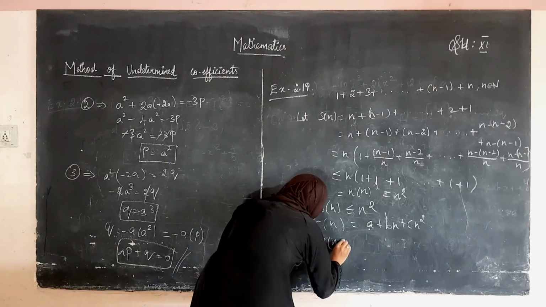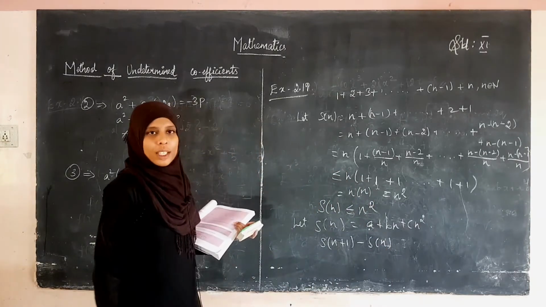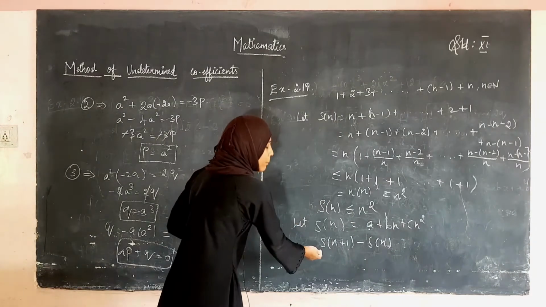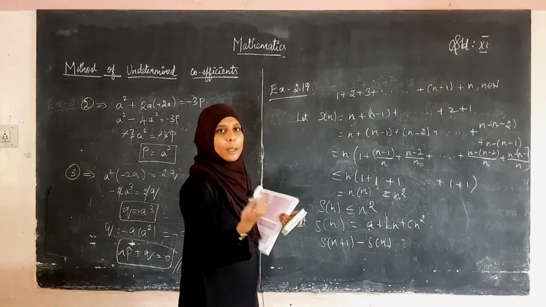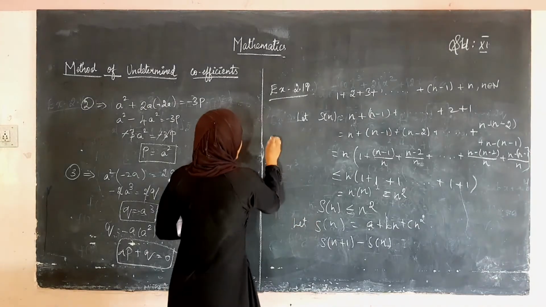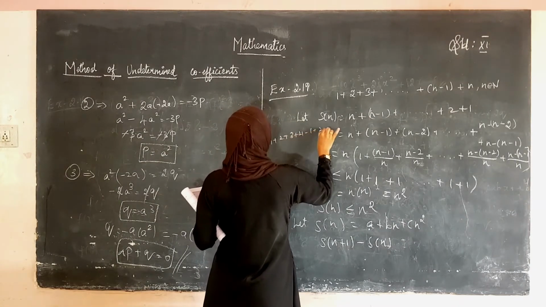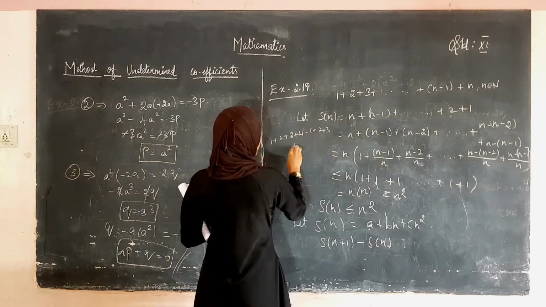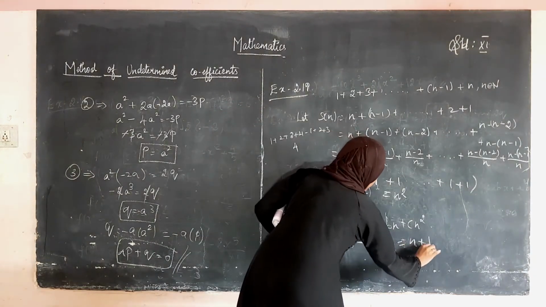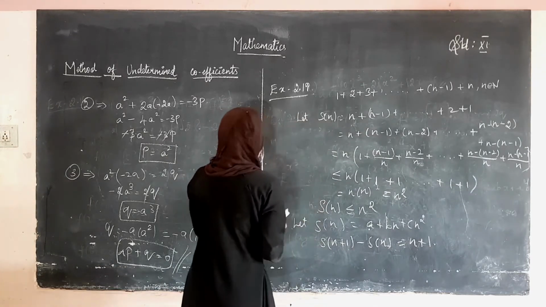S of n plus 1 minus S of n. See, suppose consider n is equal to 3. S of n means 1 plus 2 plus 3, and S of n plus 1 is S of 4, 1 plus 2 plus 3 plus 4. So, only one term is extra. So, if we subtract 1 plus 2 plus 3 from 1 plus 2 plus 3 plus 4, what will be the answer? The answer is only 4. So, the answer will be equal to n plus 1 alone. Right?